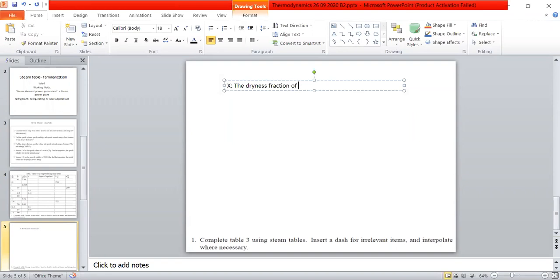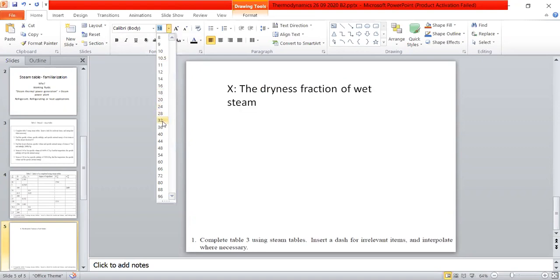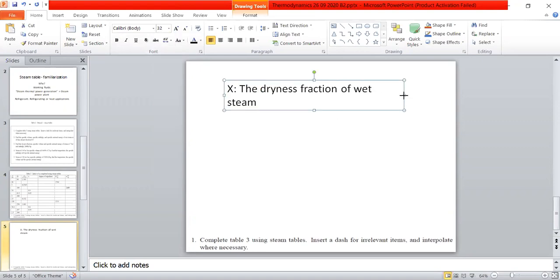Dryness fraction means it is not fully dry. Partially dried. That's why, then, of what? Wet steam. Okay. Dryness fraction of wet steam. I'm going to share this with you.